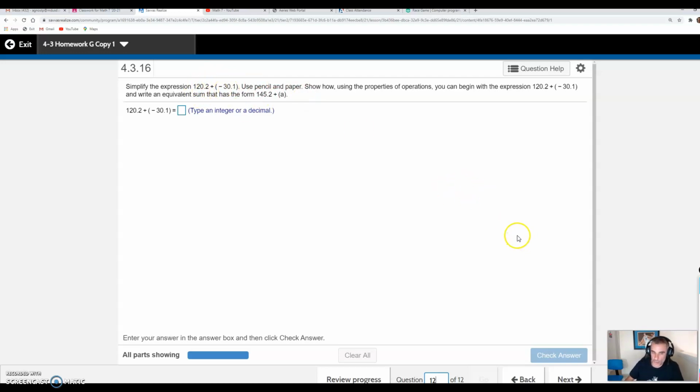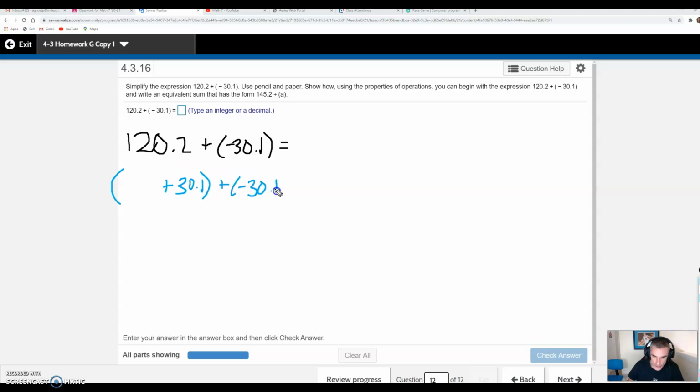120.2 plus negative 30.1. That's essentially exactly the same as what we just did. The numbers are bigger, so don't let those numbers scare you. I'm going to rewrite it. I'm going to go a little faster this time because I just did this, and it's going to be the same method. Just the numbers are bigger. Don't let that scare you. We're going to break this apart so that one of the two numbers is a positive 30.1. So I have some number plus 30.1 plus negative 30.1, and we want to figure out what that is equal to.